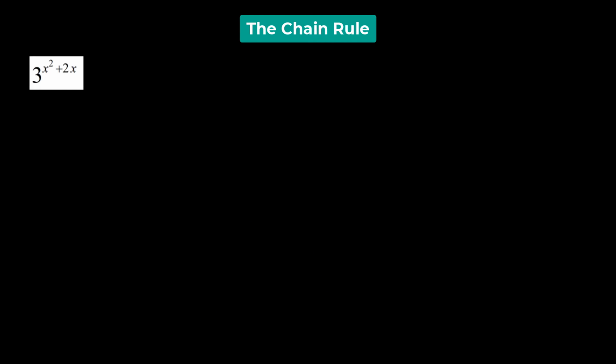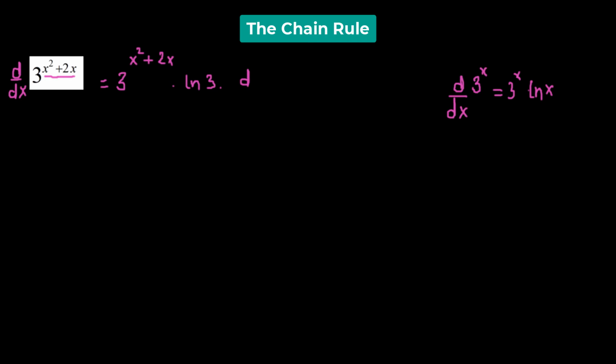So here we have the function 3 raised to the power of x squared plus 2x. So let's find its derivative with respect to x by using the chain rule. So we're going to assume that x squared plus 2x is equivalent to x. That means we will be finding the derivative of 3 raised to the power of x, which is simply 3 raised to the power of x times the natural log of 3. So x here is x squared plus 2x, times the natural log of 3 multiplied by the derivative of our assumption, which is x squared plus 2x.